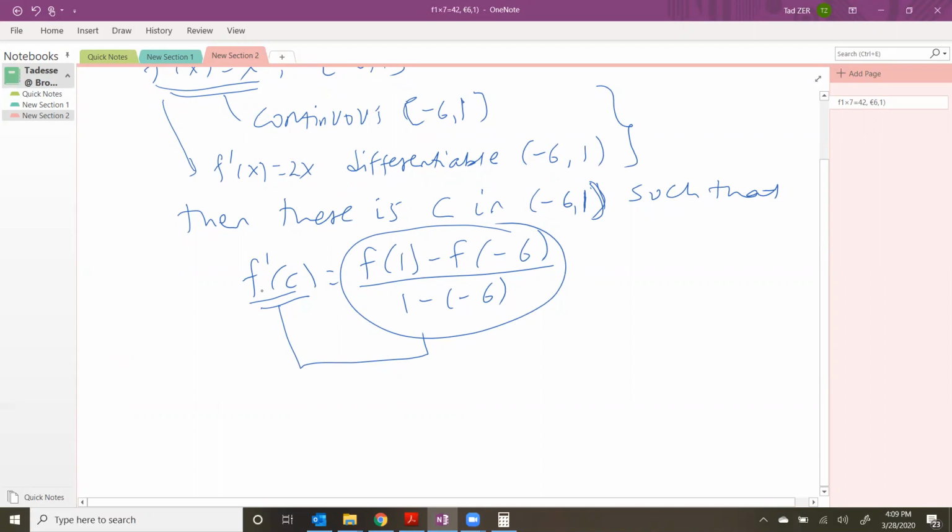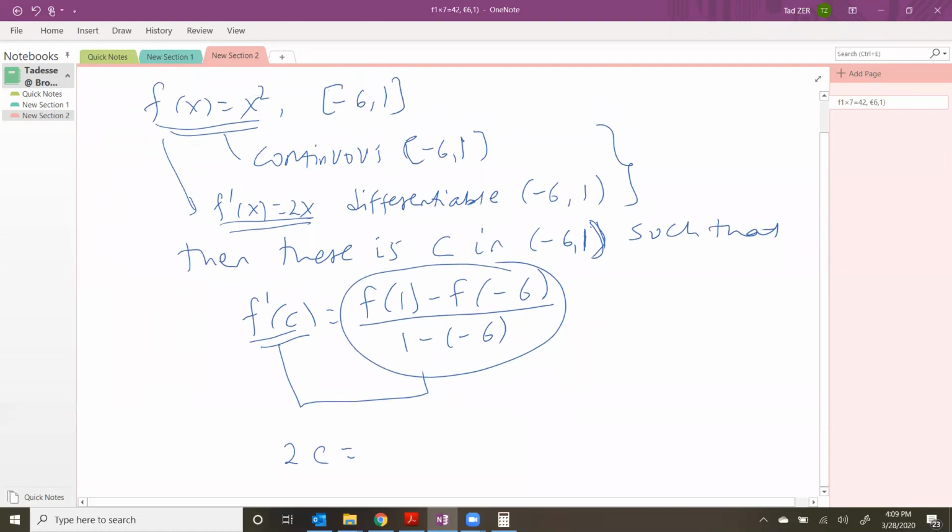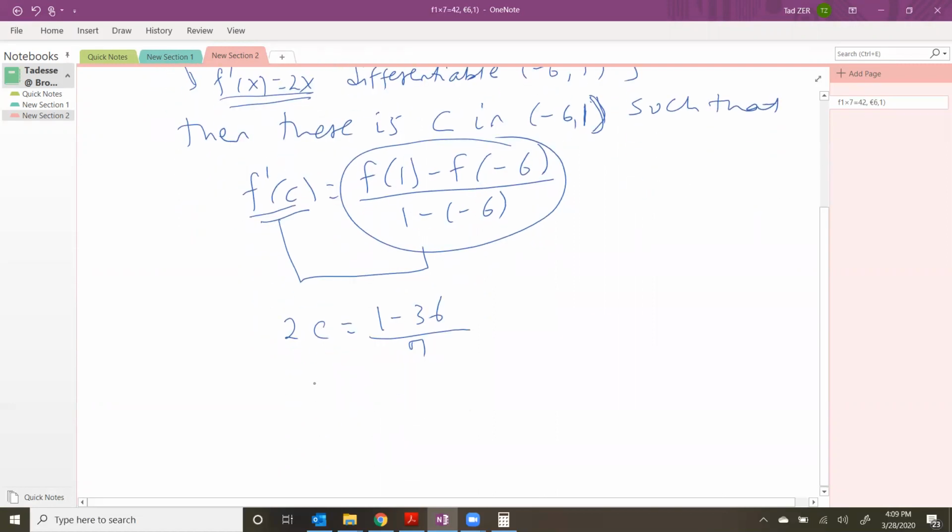Now, what is the derivative of the function at c? I showed you here already. The derivative is 2x, so at c it will be 2c equal to the value of the function at 1, which is 1 squared, which is 1, minus the value at negative 6. Negative 6 squared is 36, divided by 1 minus negative 6, which is 7. So this will give me 14c. If I multiply both sides by 7, 14c equals negative 35.